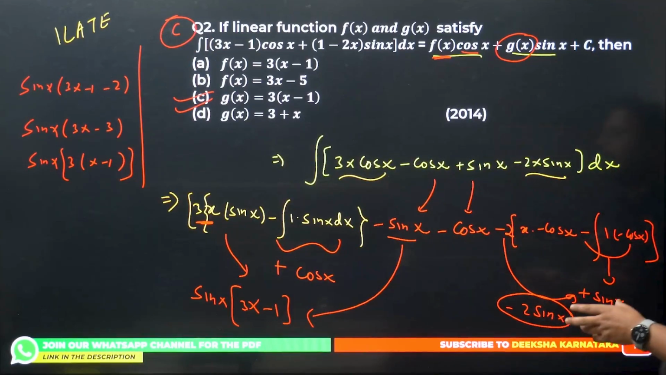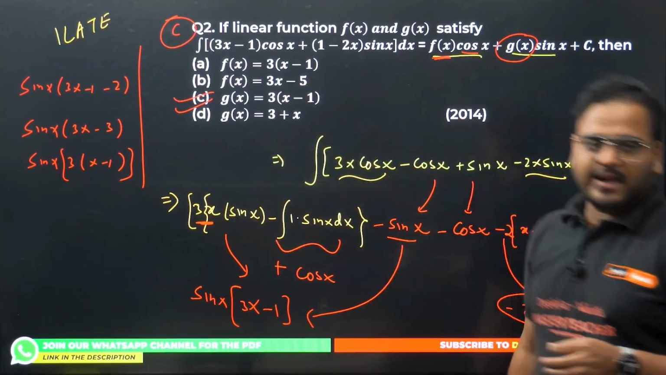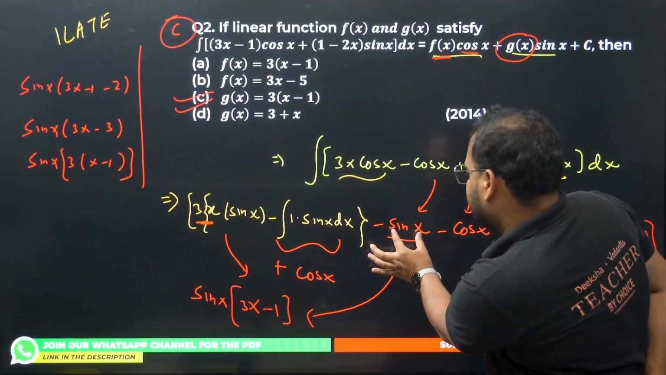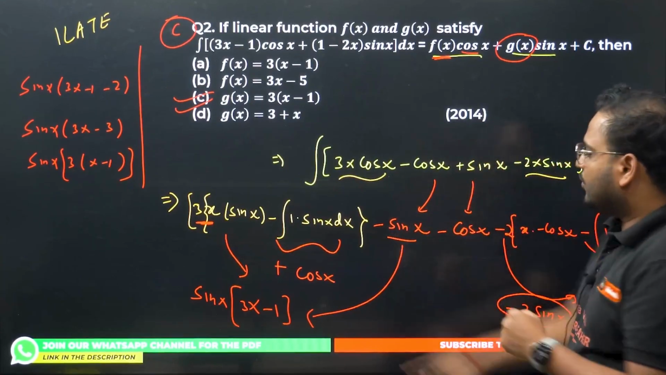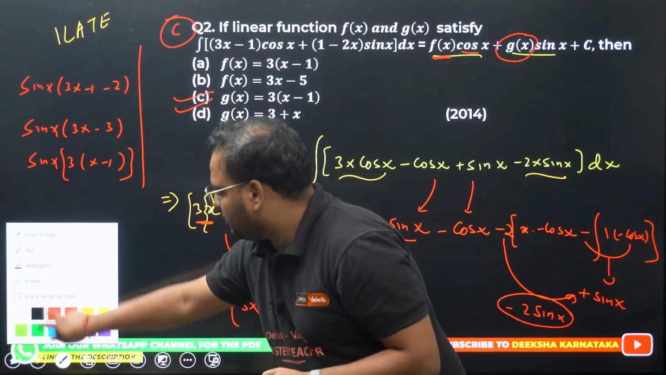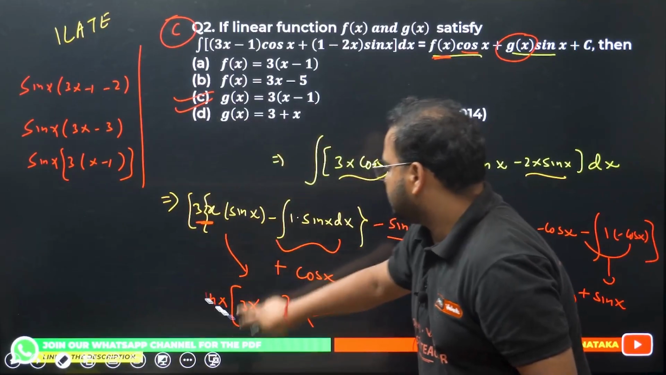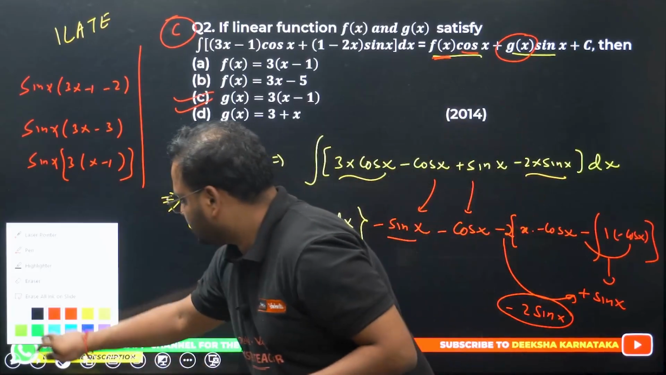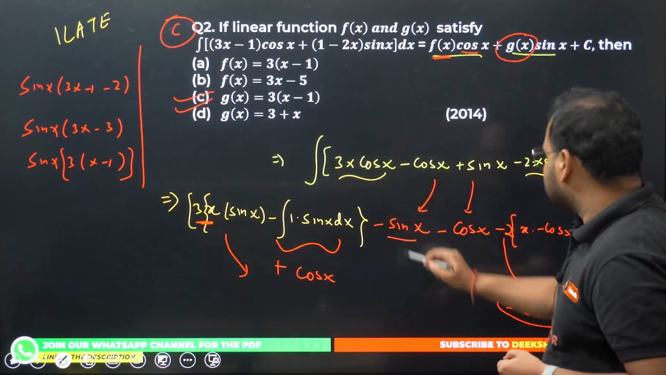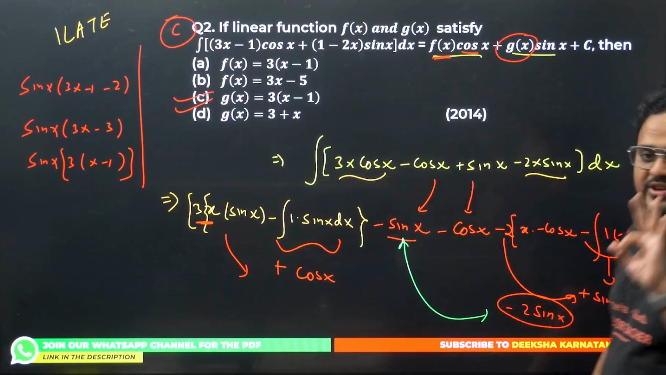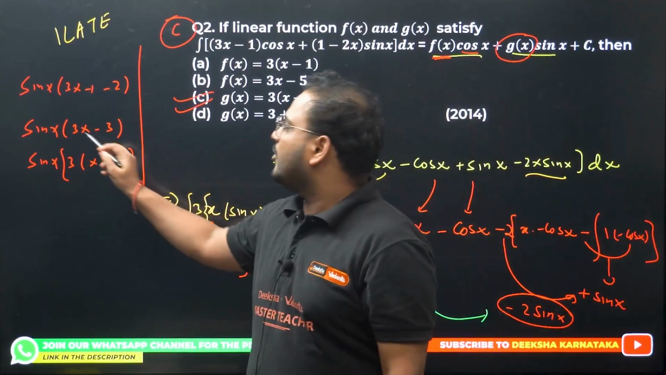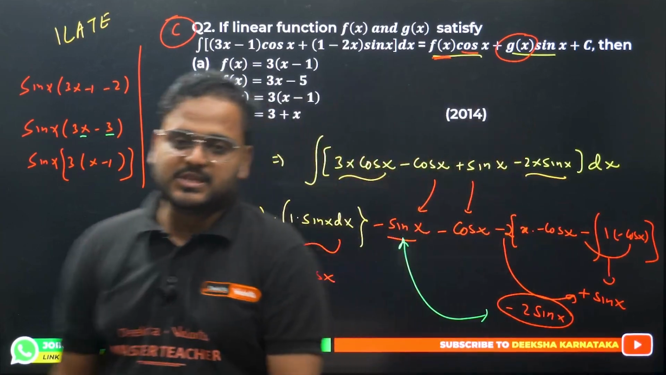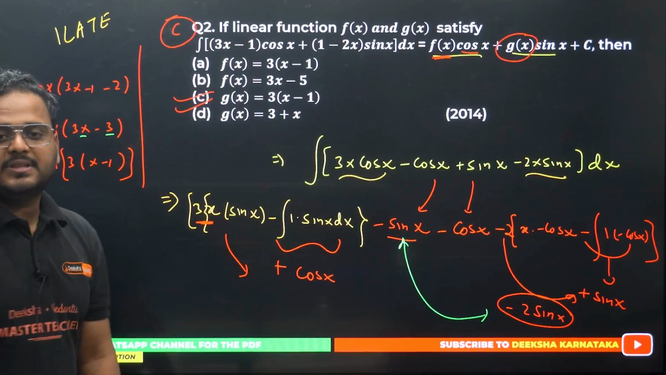Over here, if you want, you can check for fx also. You'll not get the options correct, but you can try. We have minus 2 sin x over here. We have minus sin x over here. That becomes minus 3 sin x. No problem, just to check. This is minus sin x and this is minus 2 sin x. It becomes minus 3 sin x. Over here, if you take common, it will become 3x minus 3, which is option number C. Question number 2, option 3 is the correct answer.